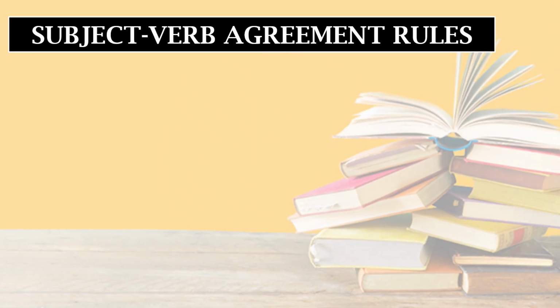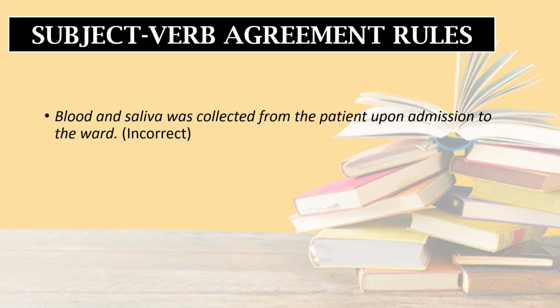Okay, another set of examples. Blood and saliva was collected from the patient upon admission to the ward. This is an incorrect sentence. In this sentence, there are two subjects, and these are blood and saliva. So, the subjects here are plural, and was here is a singular verb. That's why the sentence becomes incorrect.